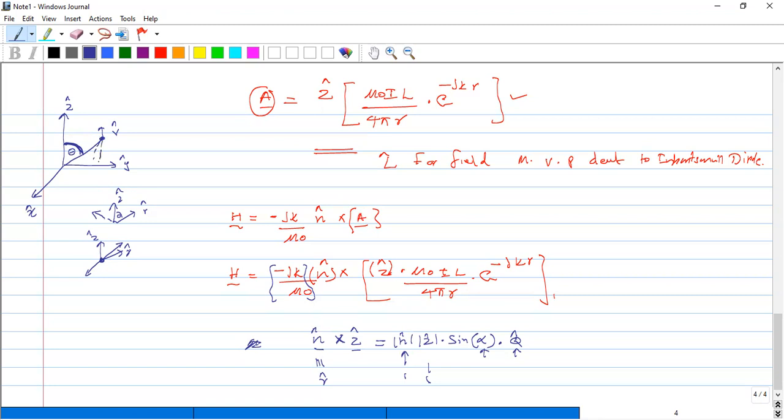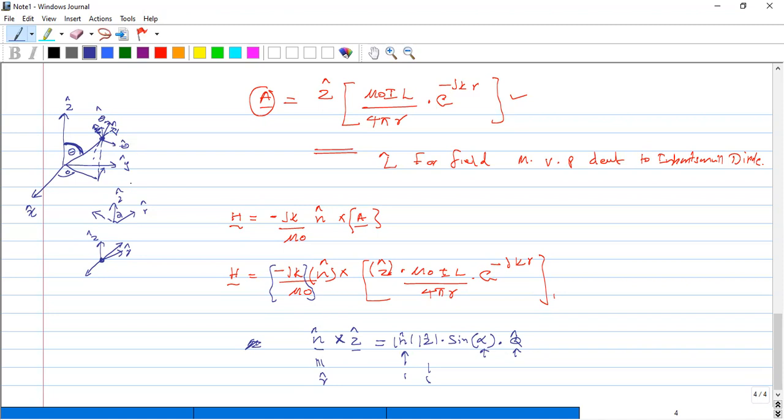If you consider the phi, it is in this direction. So phi is inside the paper. It is perpendicular to r. So this is phi hat. And theta hat, this is z hat. Theta hat is in this direction. Phi hat is in this direction, inside the paper.